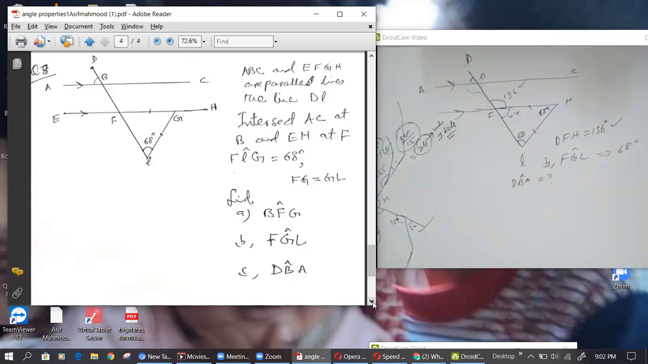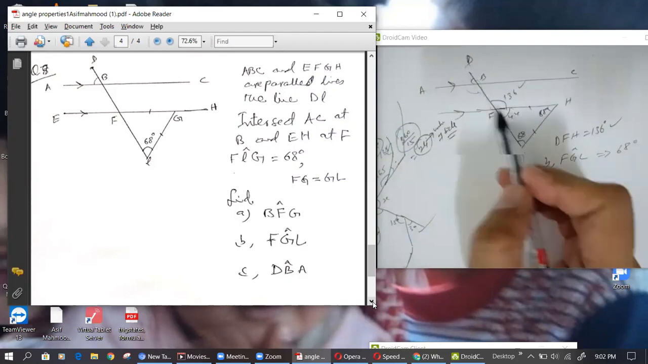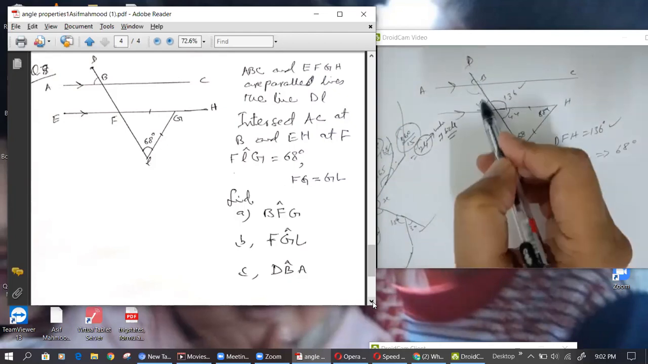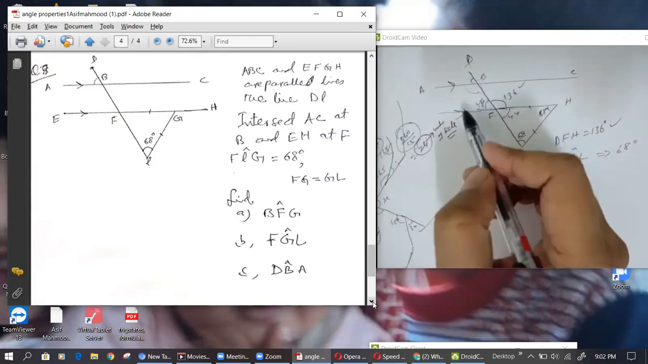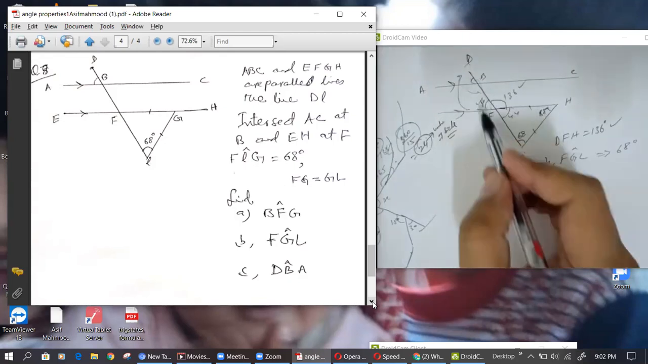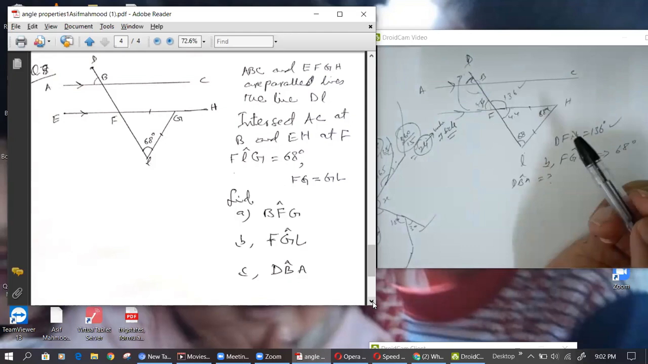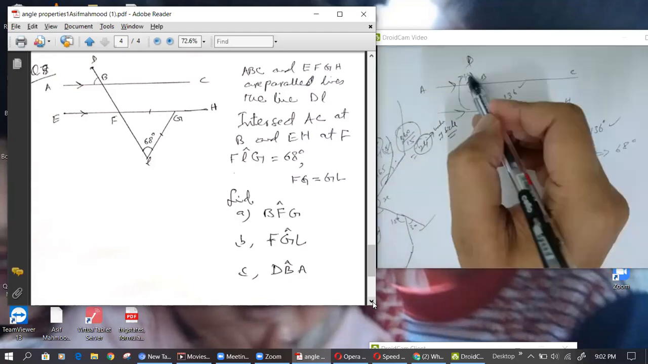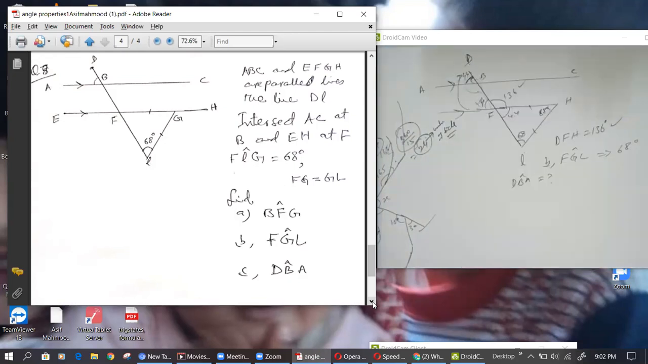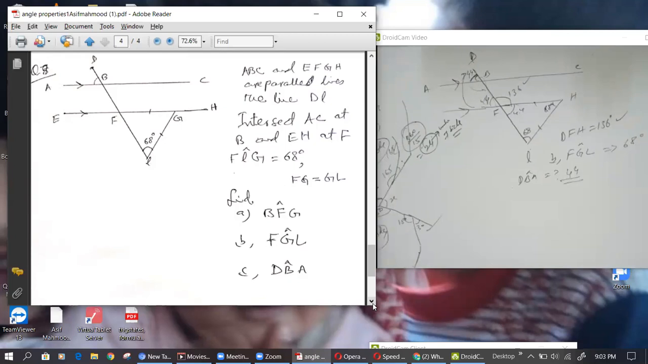Why don't you go vertically over it? This 44 will go over here, right? Then why don't you move this 44 over here? This is a corresponding angle, right? I told you that you already calculated. The answer is 44. All is done. Okay. Next.